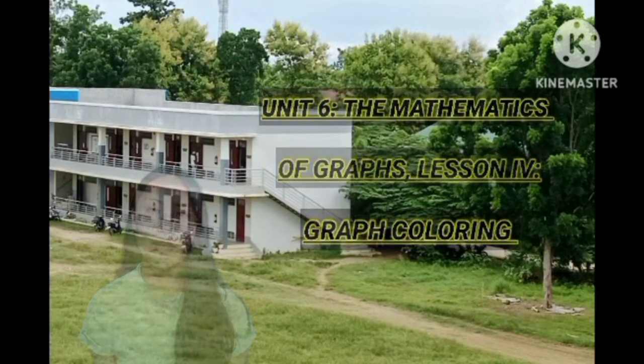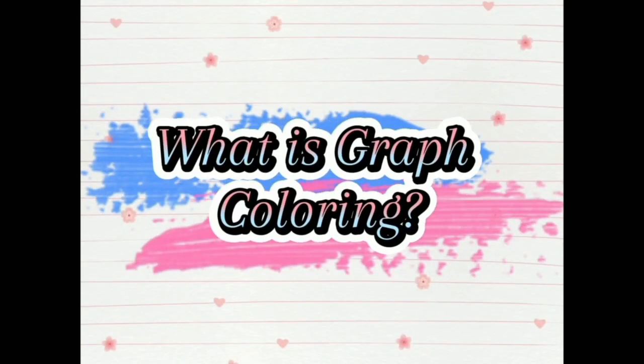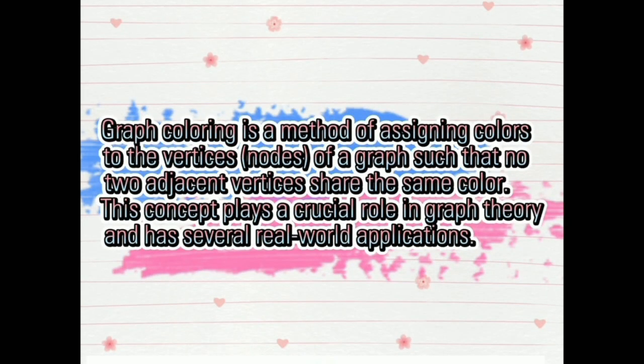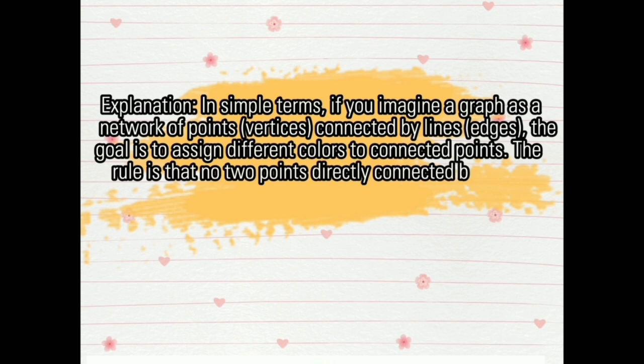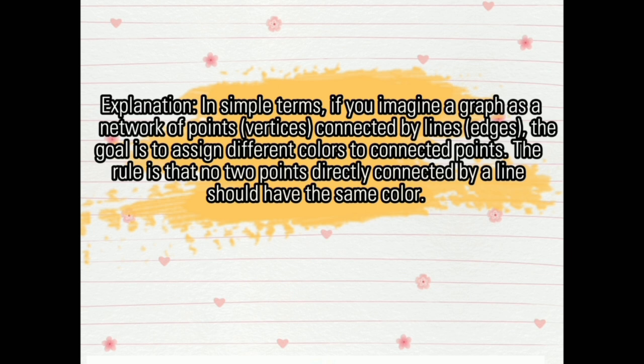Let's start with graph coloring. What is graph coloring? Graph coloring is a method of assigning colors to the vertices or nodes of a graph such that no two adjacent vertices share the same color. This concept plays a crucial role in graph theory and has several real-world applications. In simple terms, if you imagine a graph as a network of points or vertices connected by lines or edges, the goal is to assign different colors to connected points. The rule is that no two points directly connected by a line should have the same color.